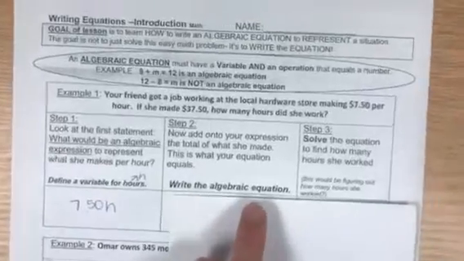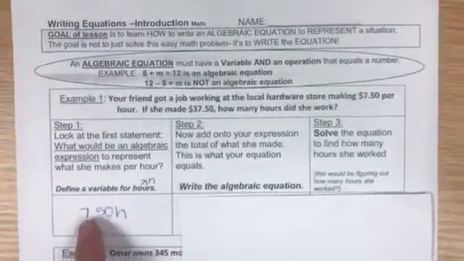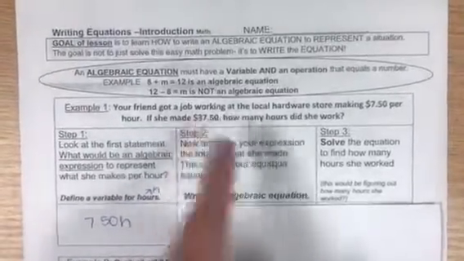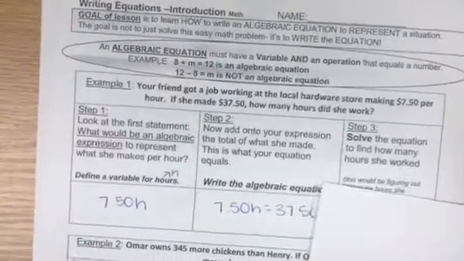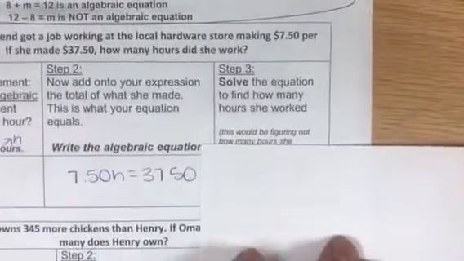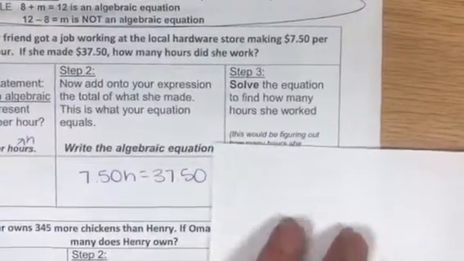Step two, now we got to figure out what does this expression equal? Well, $7.50 times however many hours she works, well, that equals the total she made, and she made $37.50. So my equation is 7.50H equals 37.50. Now step three, we can go ahead and just solve the equation to figure out how many hours she worked.